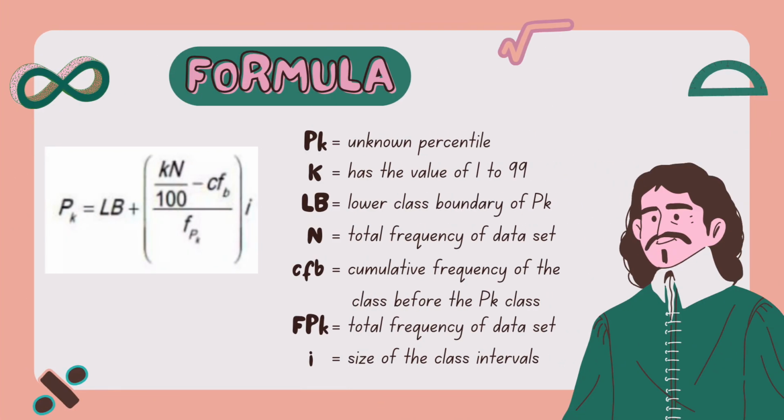Now let me show you and discuss the formula of percentile for group data. PK, or percentile, is equal to the unknown percentile. K has a value of 1 to 99. LB is equal to the lower class boundary of the percentile class, and N is equal to the total frequency of the dataset. CFB represents the cumulative frequency of the class before the PK class. FPK is the frequency of the PK class, and I is equal to the size of the class intervals.